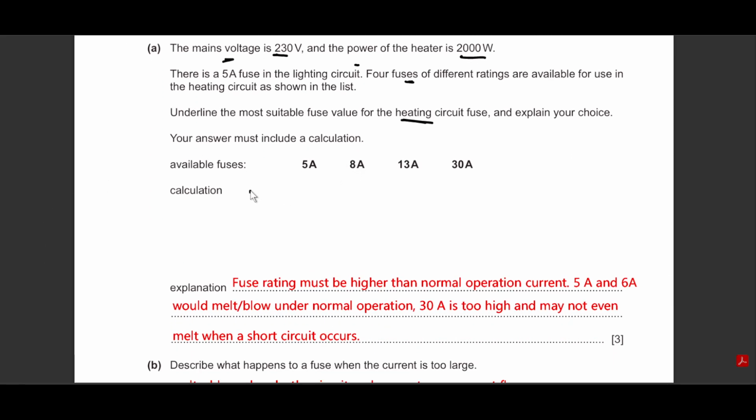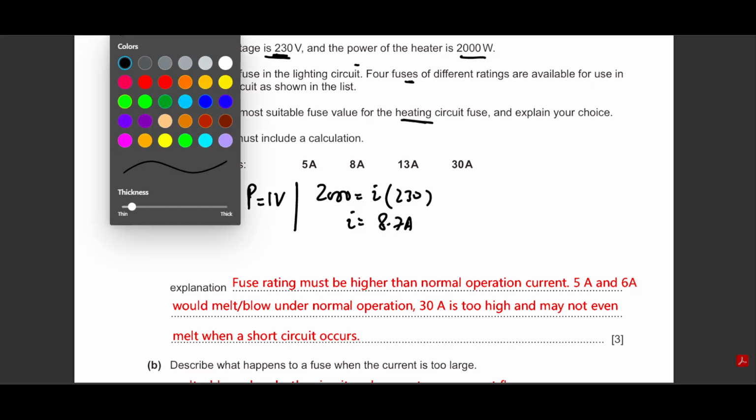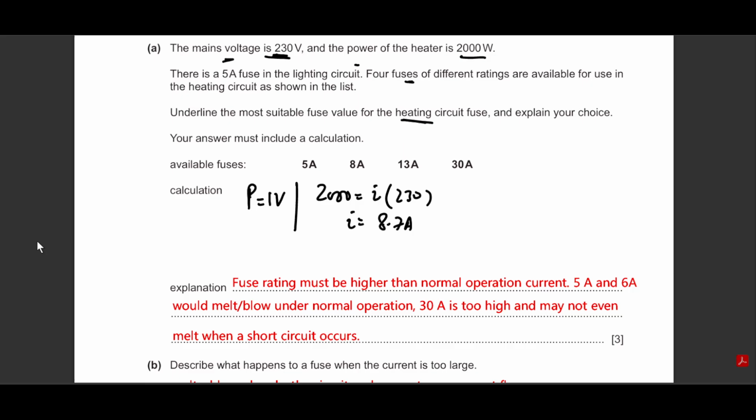So the formula will be simply P equals IV that we use for fuse calculation. The power is 2000. The current we don't know. And the mains voltage is 230. So the electric heater is going to draw approximately 8.7 amperes of current from the main supply under normal circumstances. Nominal current, nominal voltage, that's what we refer to that, or normal operational current. Now, I can't use 5 and 8. The reason being, because they are less than what my heater requires normally.